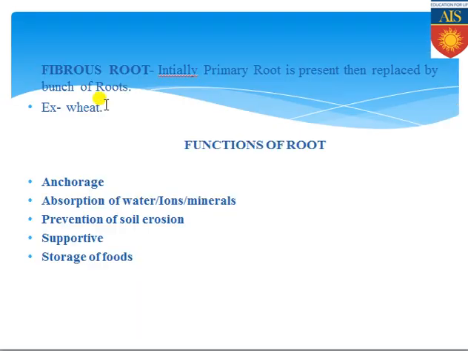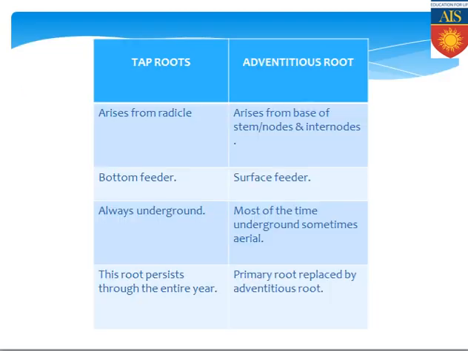If you come to the fibrous root, these roots also erupt from the radicle, and later on the primary root produced during taproot formation gets replaced by this type of root called the fibrous root. And one more important piece of information regarding the fibrous root is that this is the type of root commonly found in monocot plants.